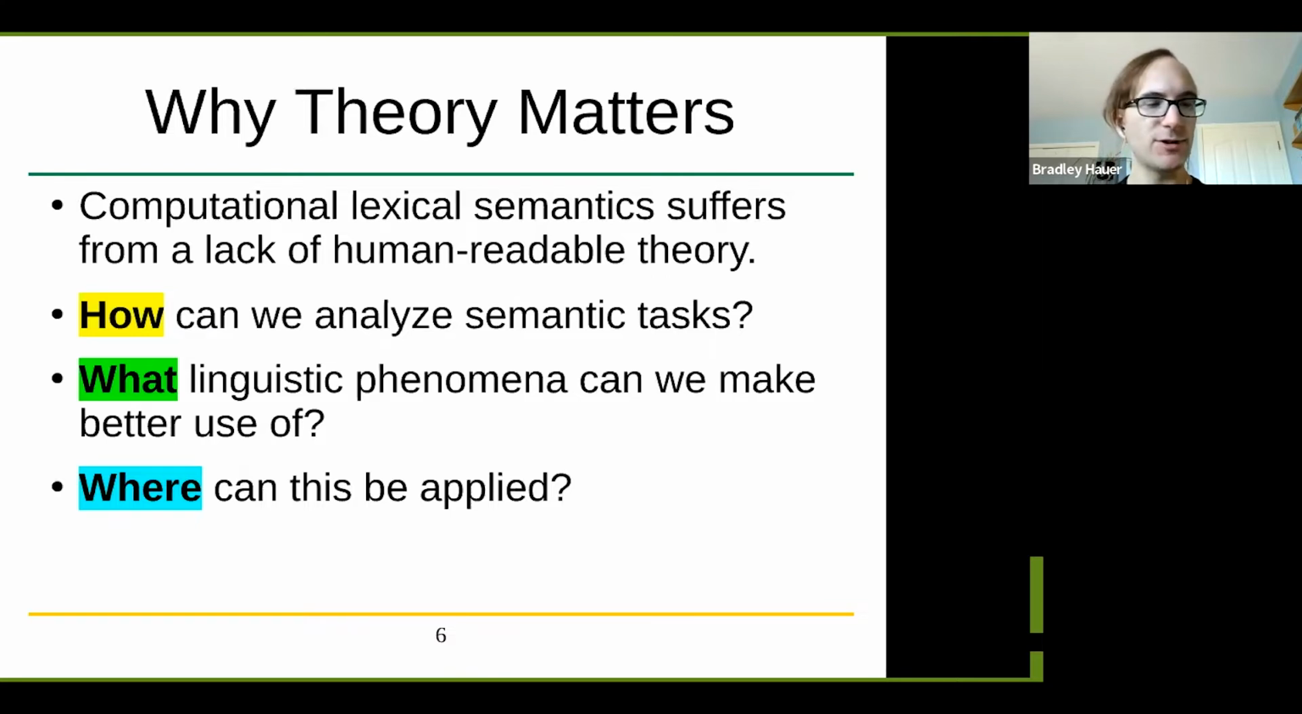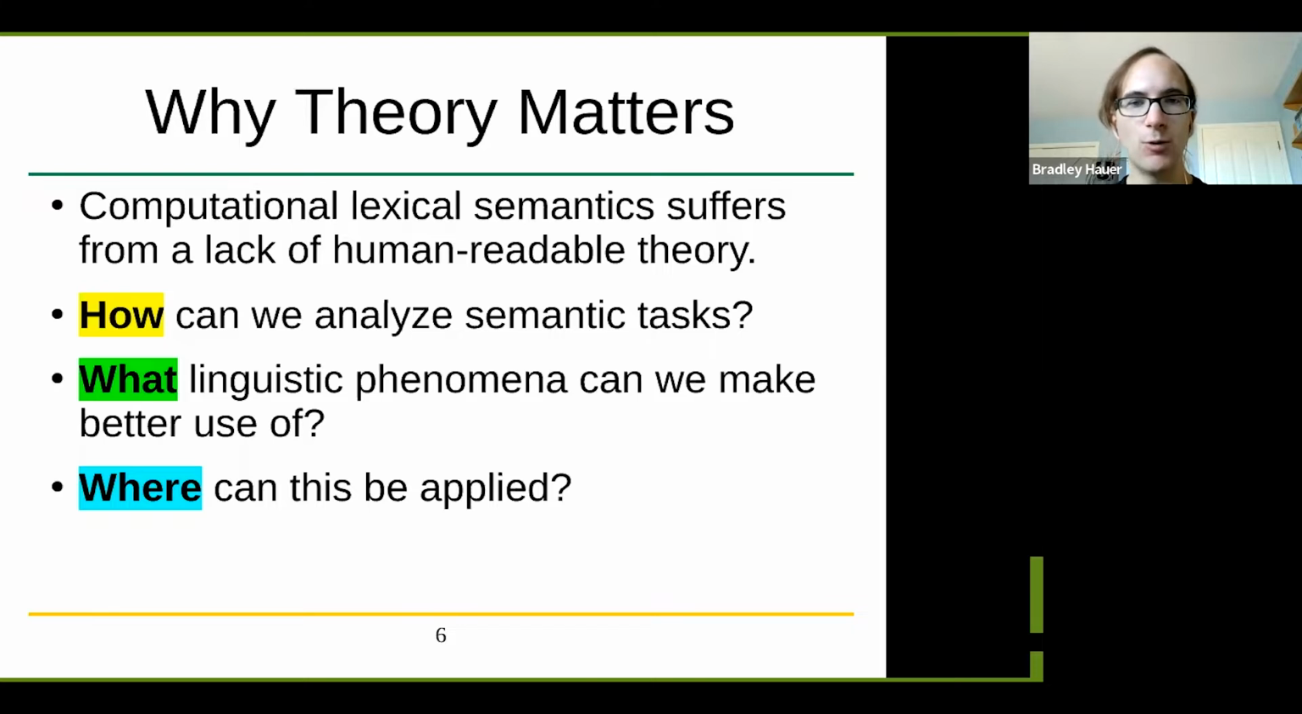And so the three questions that I would like to provide some insight into today, and that I hope you'll have some insight into by the end of this talk, is first, how can we analyze semantic tasks? How can we take these tasks that are used to evaluate semantic models, and how can we think about those tasks and how they relate to one another?